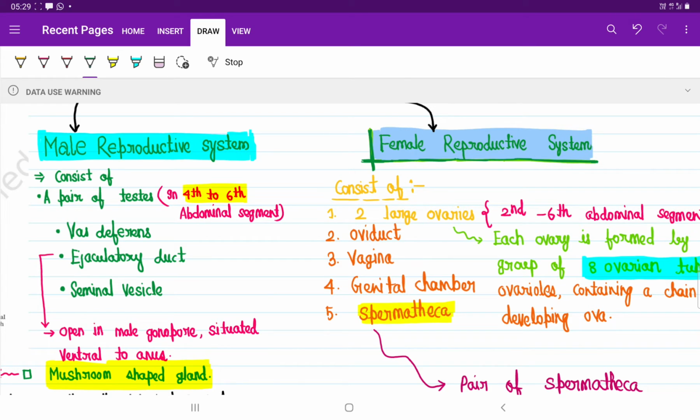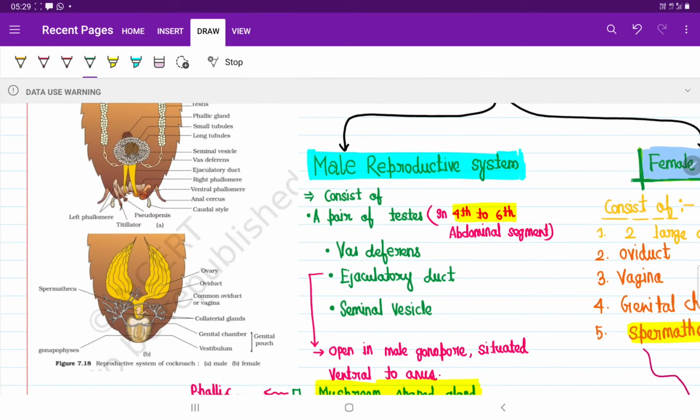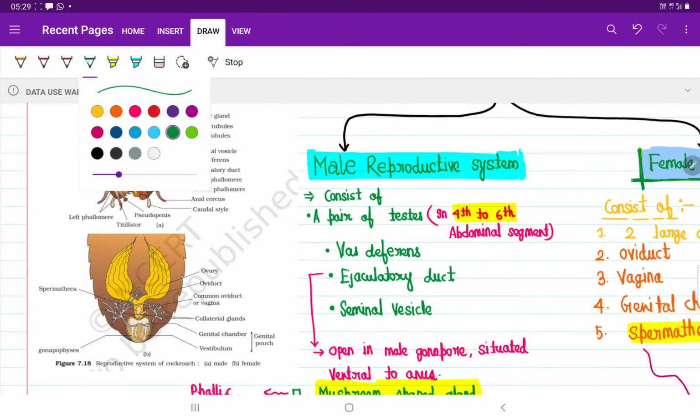Now come to the female reproductive system. The female reproductive system has two ovaries, oviduct, vagina, genital chamber, and spermatheca. The ovaries are present at the second to sixth abdominal segment. Each ovary is formed by eight partitions, eight chambers. Those chambers are called ovarian tubules or ovarioles. That ovariole has a chain of developing gametes, like you see here.